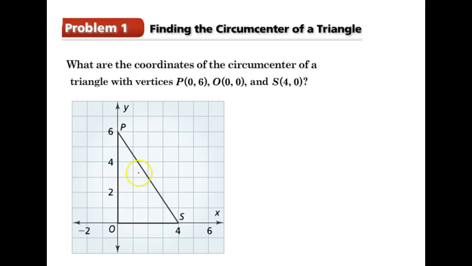So I'm going to go ahead and solve this. I have OP is vertical. It's 6 long, so I go up 3 and draw a horizontal line. And then OS being horizontal, it's a length of 4. I can draw a vertical line at 2. So those are both the perpendicular bisectors.